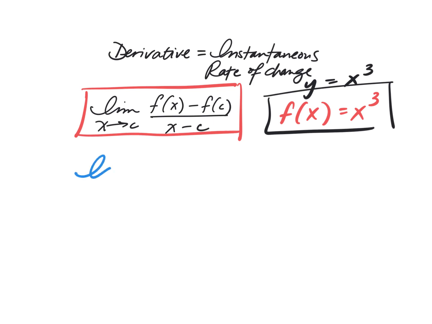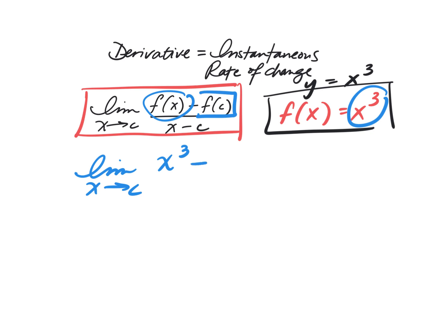So what that would look like, the limit as x approaches c, where I have f of x, I'm going to substitute f of x. So that's x cubed. Where I have f of c, I'm going to plug c into this function. So that means instead of x, I put c in its place. c cubed is c cubed, because it's some constant, we just don't know what constant. And in the bottom, we're going to leave it as x minus c.